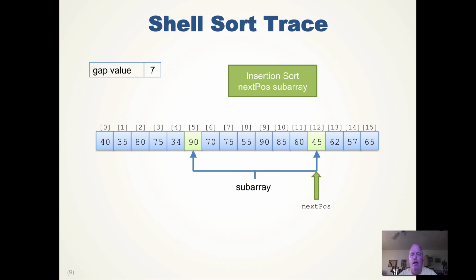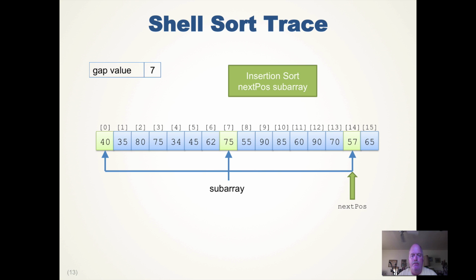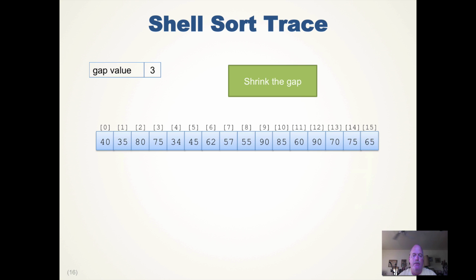So we swap, we swap, we swap, and now because we expand the subarray size, in the gap we can consider 0 again. And so now we're going to swap 57 with 75. And then we slide down one more, and that subarray is now finished, is sorted. So now we've sorted all the subarrays with gap 7, so we're going to shrink the gap to 3. And the sequence of gap values is very important in the shell sort, which I'll talk about later.